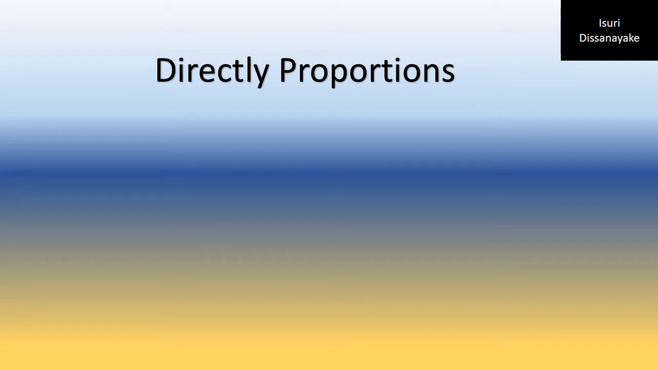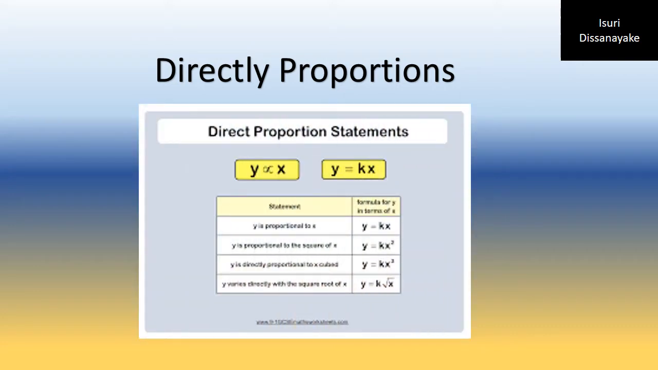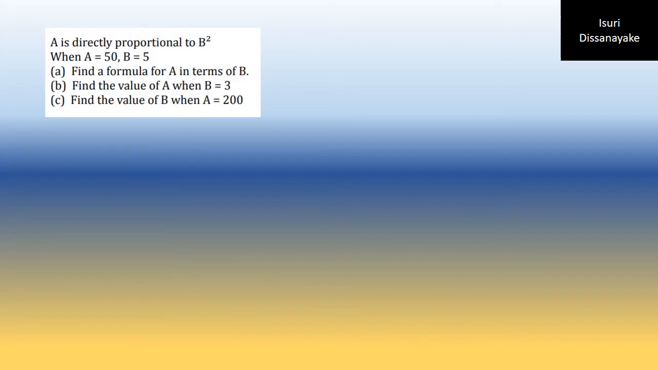Direct proportions. A is directly proportional to the square of B. When A equals 50, B is equal to 5. Find a formula for A in terms of B.